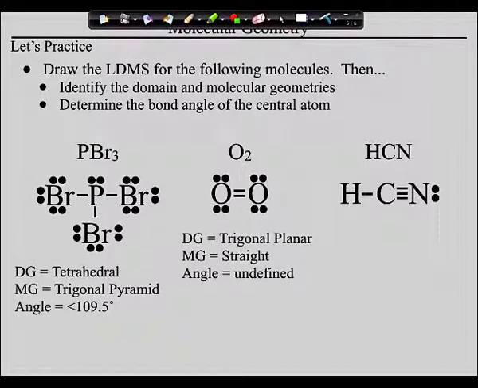And then, guys, finally here, take a look at the carbon. How many domains? 2. So that means the domain geometry is linear. They are both bonding domains, so the molecular geometry is also linear. And what's the angle? 180. You got the idea? Okay, so guys, again, what you're going to do is draw these Lewis dot structures, and then identify the domain and molecular geometries. Then, guys, when I see you on Thursday, we'll grade this, and then we'll get you model kits and really let you play with them. Go.